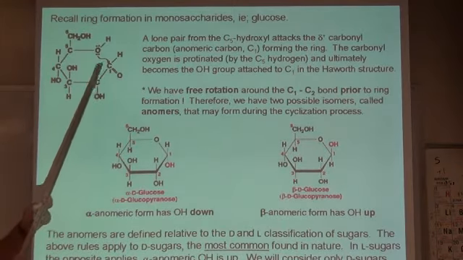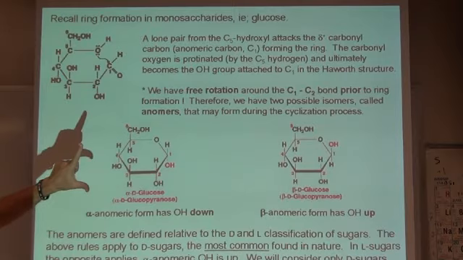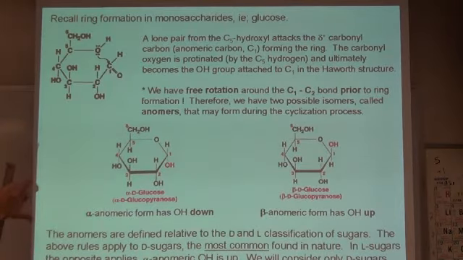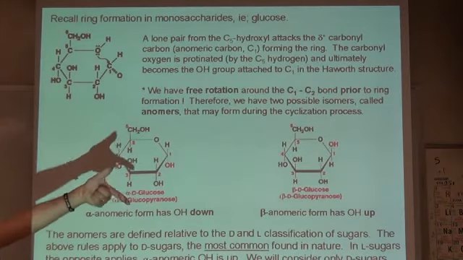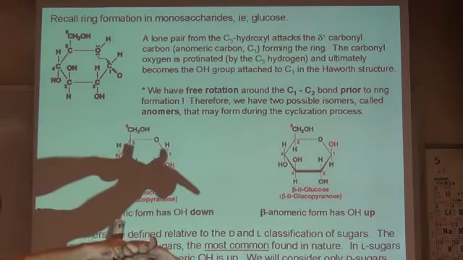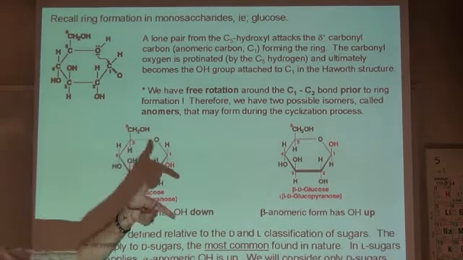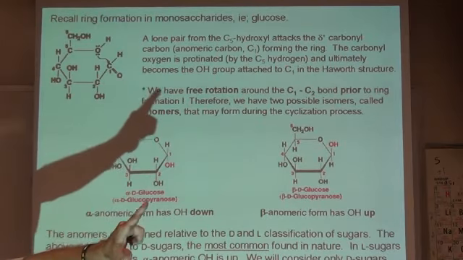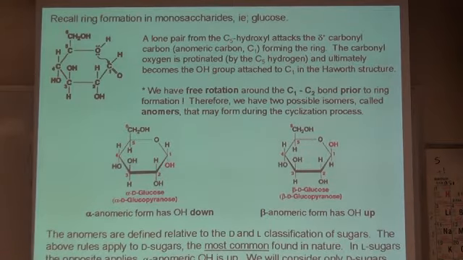But we have free rotation around this C1, C2 bond. So if you think about my thumb as being the oxygen and my finger as being hydrogen, you can rotate. This thing's rotating. Depending on where that oxygen is, the minute those electrons attack, it gives you two possibilities. Either the oxygen is above the plane of the ring, or it's below the plane of the ring. You can't tell from the Fischer, because carbon number 1 doesn't have an OH on it in the Fischer, so you don't know whether it's right or left.